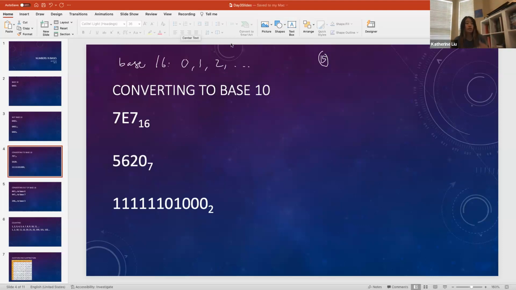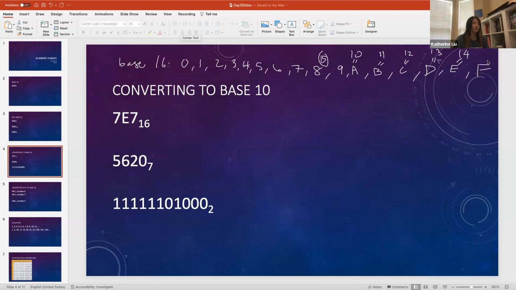So the digits in base 16 are going to be 0, 1, 2, 3, 4, 5, 6, 7, 8, 9. And then A, which has the same value as 10. And then B, which has the same value as 11. C, which has the same value as 12. D, which has the same value as 13. E, which has the same value as 14. And F, which has the same value as 15. Okay.